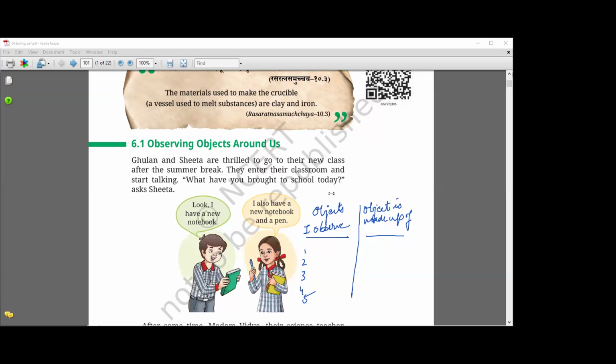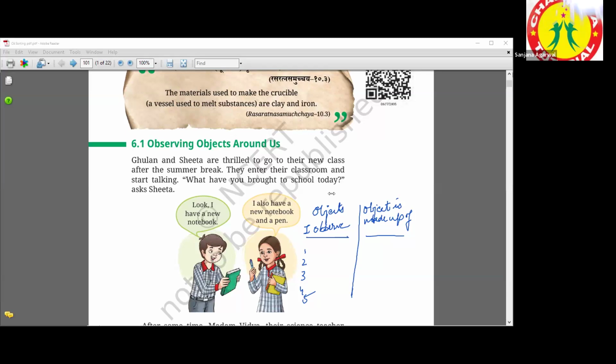Ma'am, a sofa. Ma'am, a bed. Keep telling what they are made up of. Ma'am, a sofa is made up of wood. A bed is made up of fur. Okay, bed is made up of fur. I mean wood and fur. At the bottom it's wood and at the top it's fur.